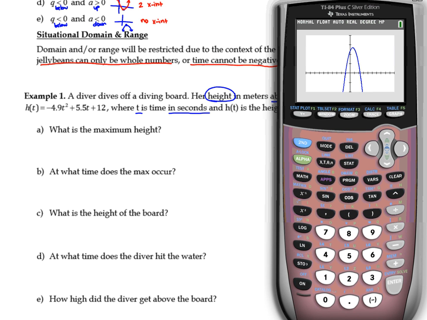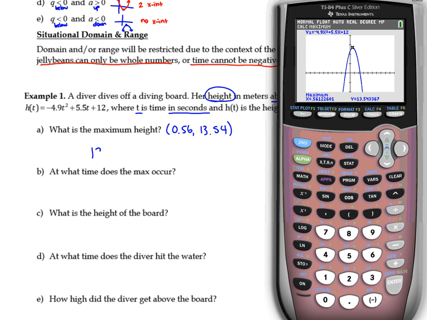How do I find that? Yeah, the vertex. So second, trace, 4, left, enter, right side, enter, and then you could just push enter for your guess to get the same thing. To 2 decimal places, your vertex right now is 0.56 and 13.54. So which one answers the question, what is the maximum height?